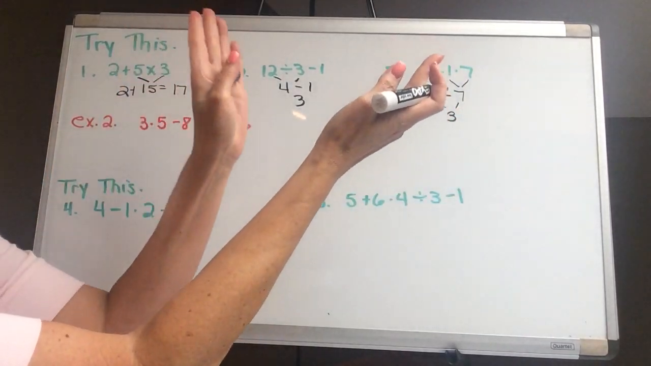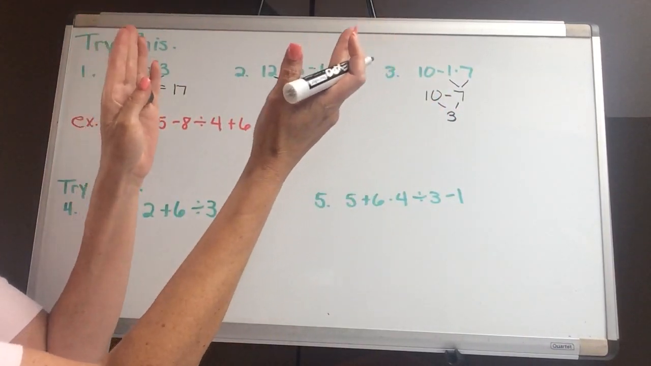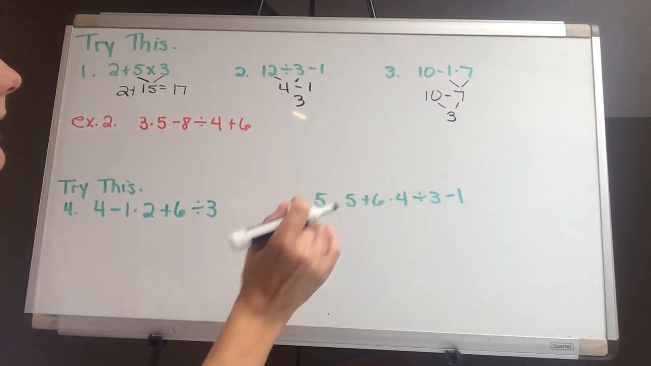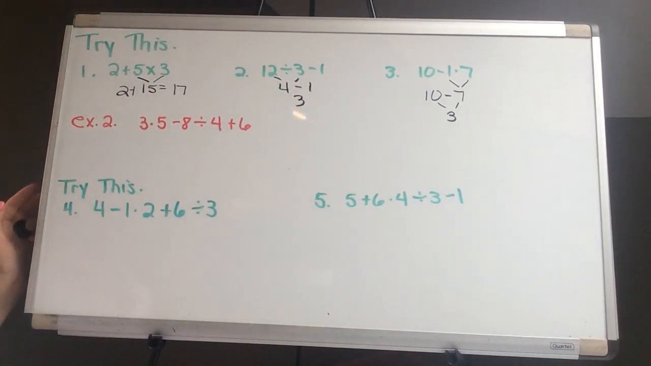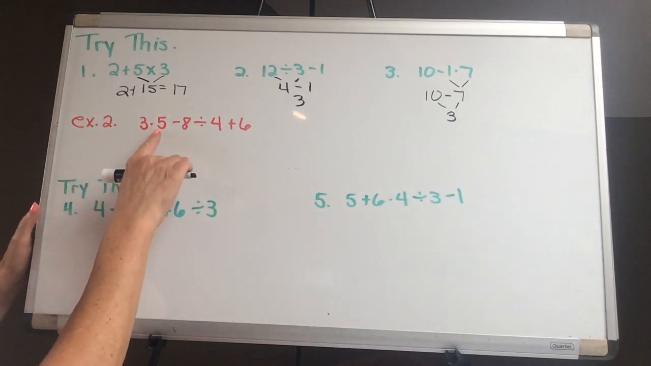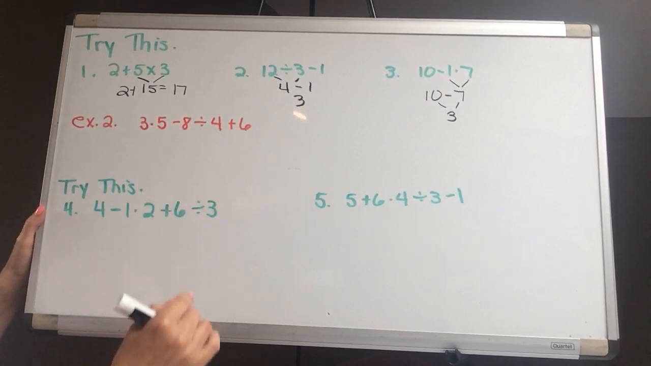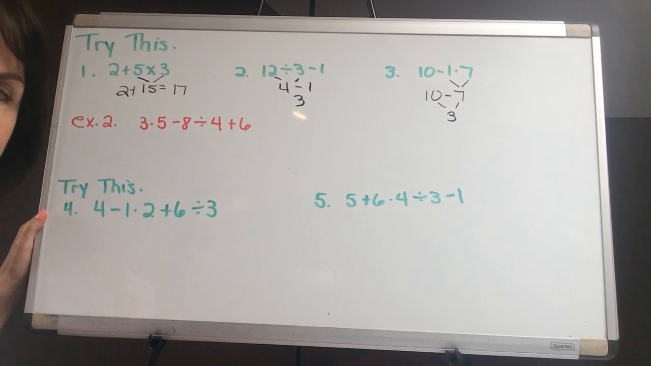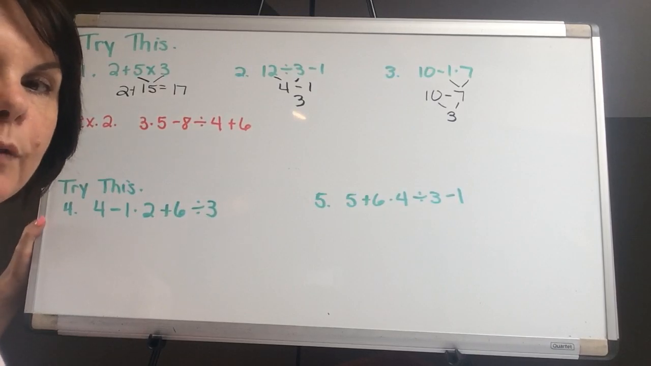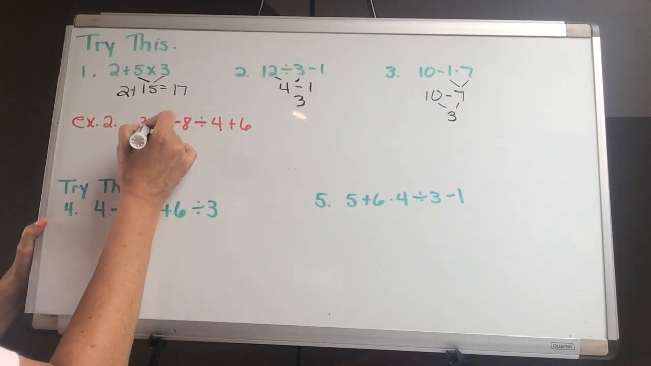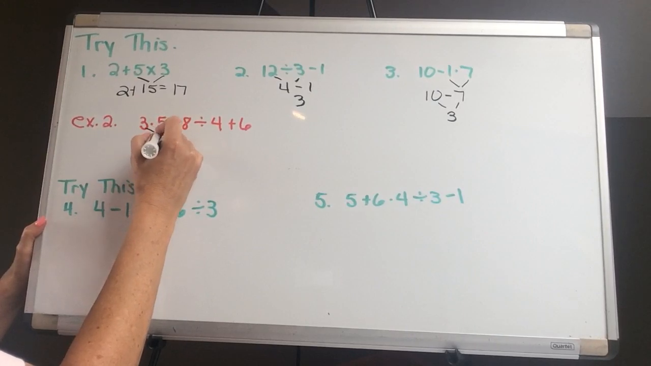And notice how we're funneling this down, okay? We start out, we get smaller, and then we have a single answer at the end. Look at example 2. A little bit longer. 3 times 5 minus 8 divided by 4 plus 6. Now the order is extremely important. I have no parentheses and I have no exponents. So the next thing is multiplication or division, whichever comes first from left to right. Well, that would be this right here, multiplication.